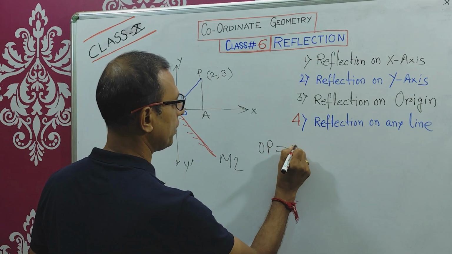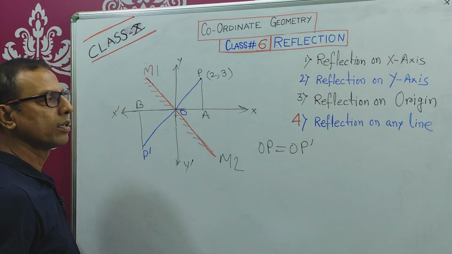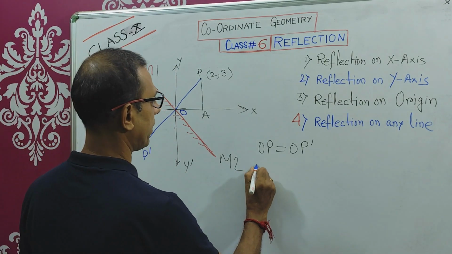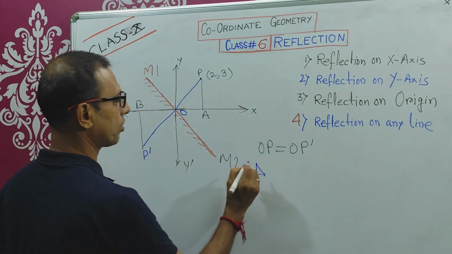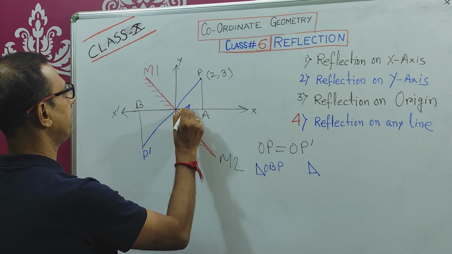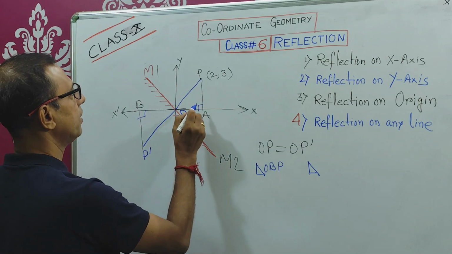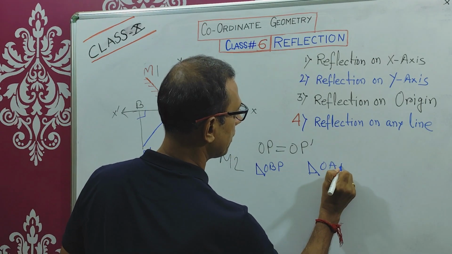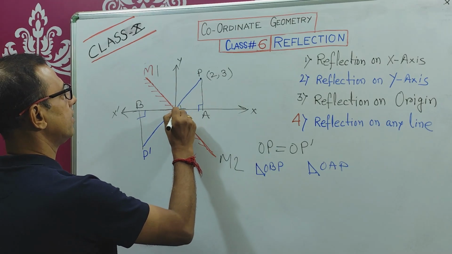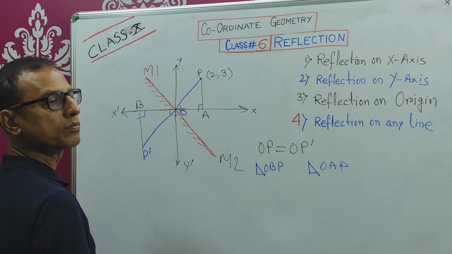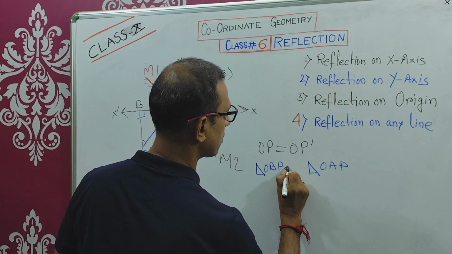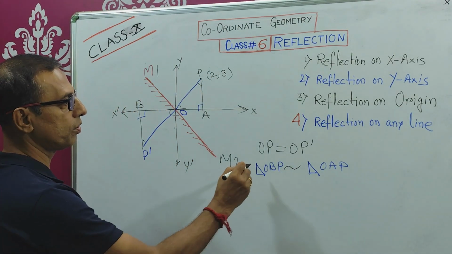OP equals OP dot. Now, if you consider these two triangles, triangle OBP dot and triangle OAP, this one is 90 degrees, this one is 90 degrees, and this one is also equal, and this one is also equal. So these two are similar triangles.